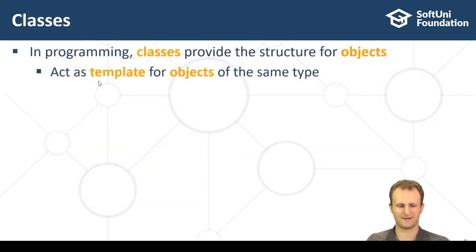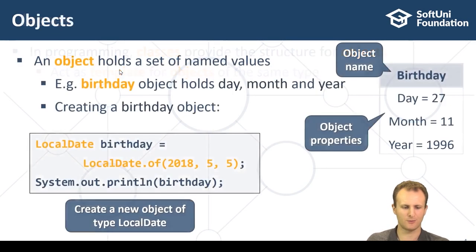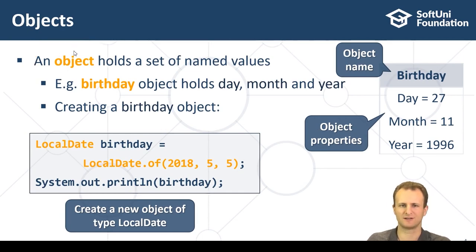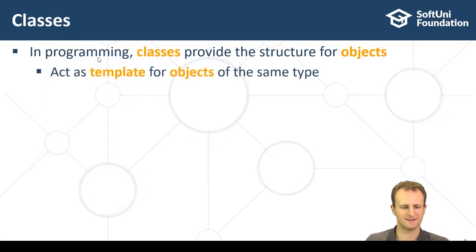Now, we already saw what an object was. An object is just a bunch of values that are traveling together. Now, a class is what describes what these objects look like, meaning what values are traveling together. So when you create an object, you're just creating those values that are traveling together.